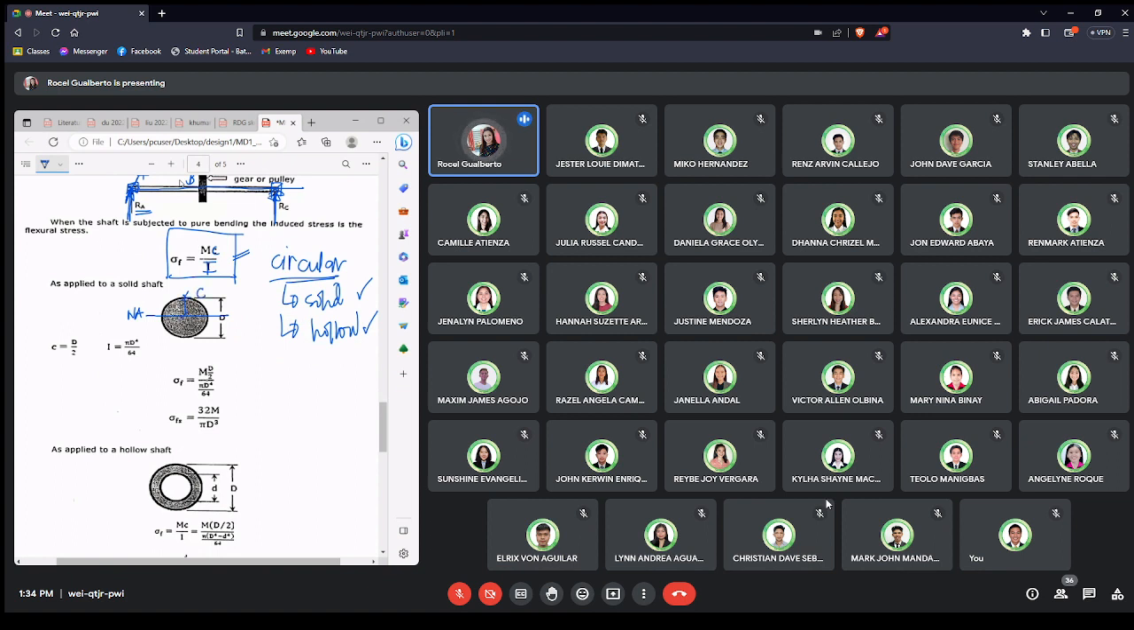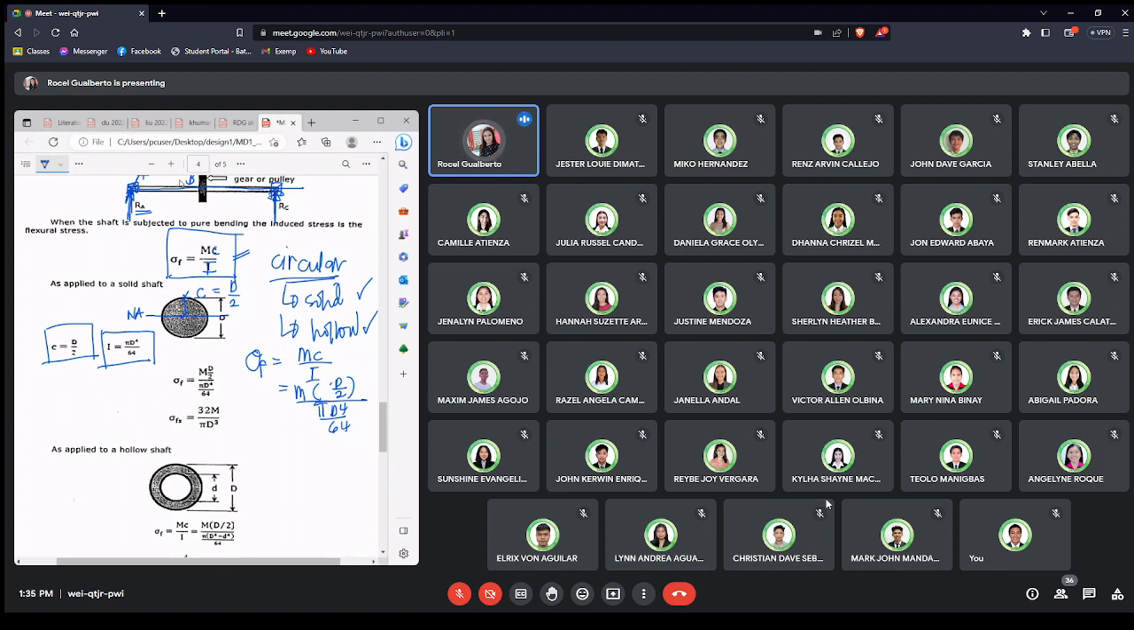And what is C? It is simply the diameter divided by 2 if it is a solid shaft. So, C is equal to D over 2, that is the radius. And yung I naman po, kapag circular, is pi d to the 4th divided by 64. So, coming from that po, yung flexural, which is Mc divided by I, M. Yung C po would be D over 2, and I would be pi d to the 4th divided by 64.